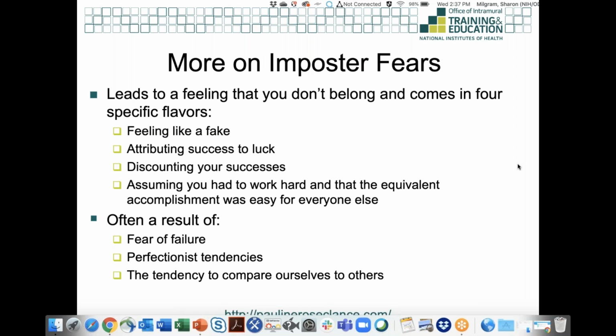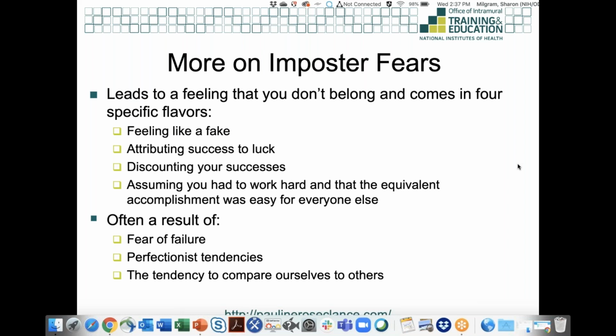Imposter fears are often a result of a fear of failure, of perfectionist tendencies, and the tendency to compare ourselves to others. So I already talked about that through the internet and social media, but we do that in person too. And in some way, just like we're hardwired to see things sort of through a negative lens, we're also hardwired to compare. But we want to really soften those tendencies to compare ourselves.